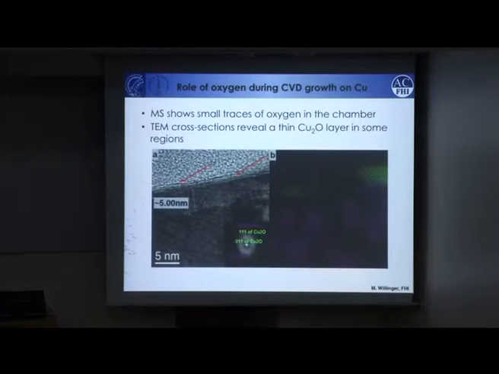So we had a look, we cut our sample after growth. This is some carbon species on the surface, it should be the graphene layer, it's very beautiful here. And in the TEM cross section, we can see that there's a roughly 5 nanometer thick regime of copper oxide, depending on the place, clearly identifiable. Meanwhile, it's known that oxygen plays a role in graphene growth, but we are still interested in what the oxygen actually does. How does it contribute to the CVD process of graphene growth?